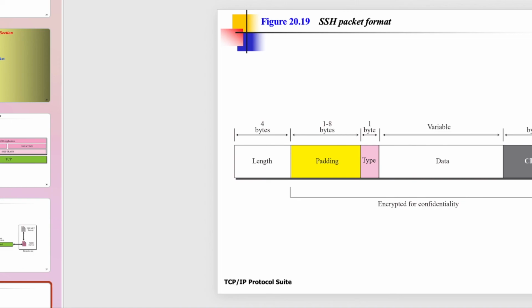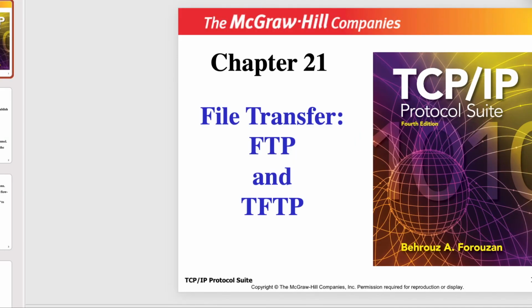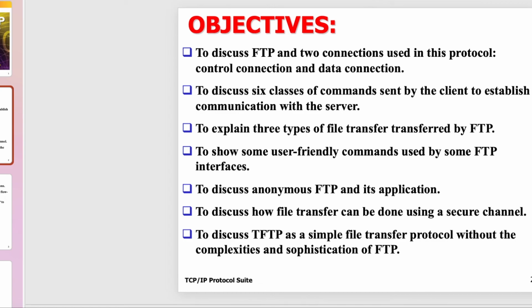So this is chapter 21. This chapter contains file transfer, FTP and TFTP. The objectives of this chapter are to discuss FTP and the two connections used in the protocol, the control connection and the data connection, to discuss the 6 classes of commands, to explain 3 types of file transfer by FTP, to show some user-friendly commands used by some FTP interfaces, to discuss an FTP application, and to discuss how file transfer can be done using a secure channel. And the last one is to discuss TFTP as a simple file transfer protocol without the complexities and sophistication of FTP.